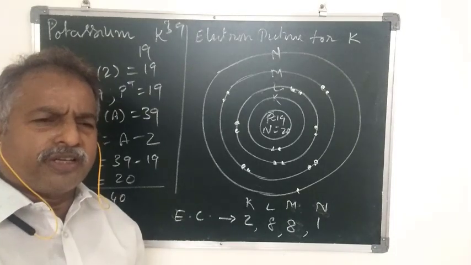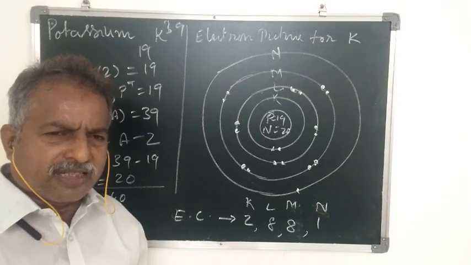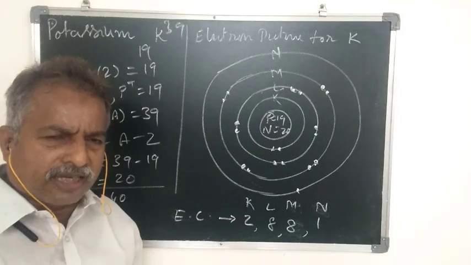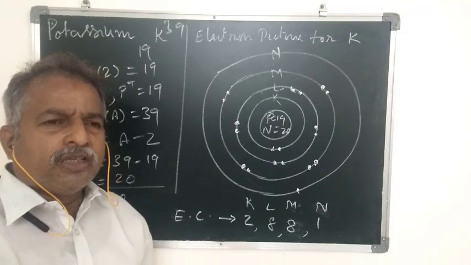We conclude this module here, and in the next module, let us discuss about isotopes, isobars, and electronic configurations of ions.